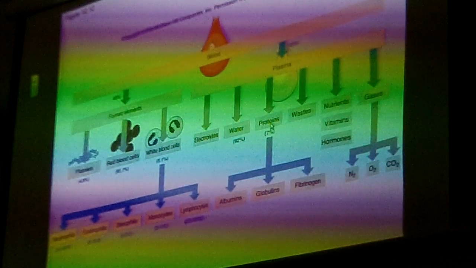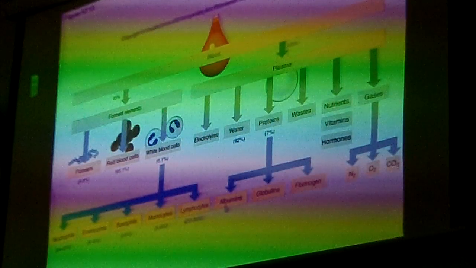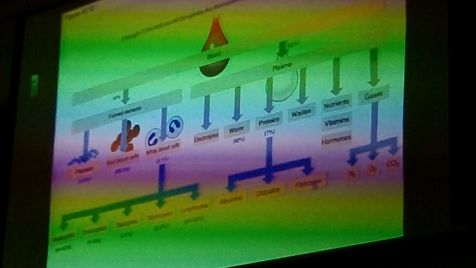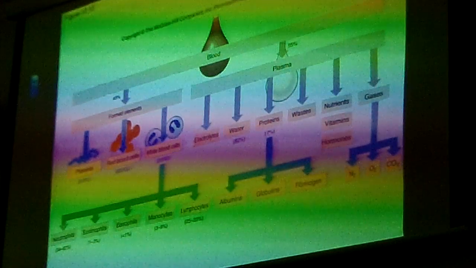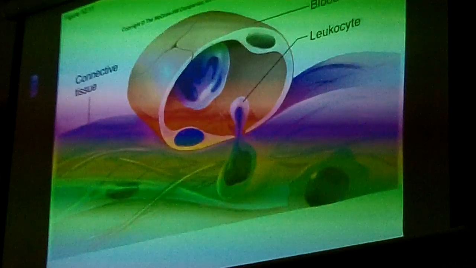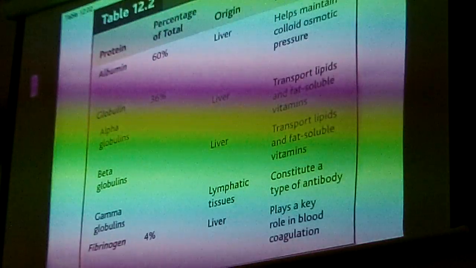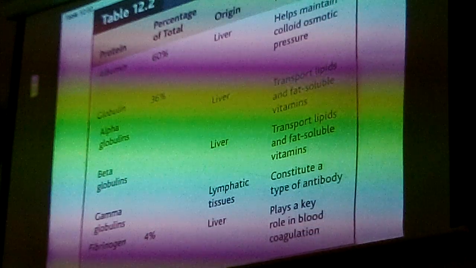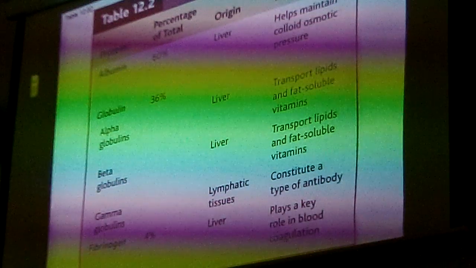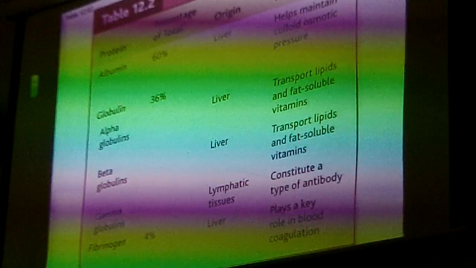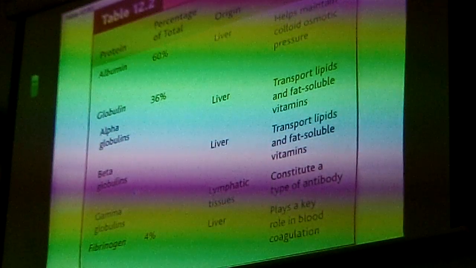There are proteins that are important. Albumins, globulins, and fibrinogen are the 3 important proteins. Let me see if I have a little table of the proteins. Here they are. How good are you? I mean, when y'all grow up, y'all can be like me one day.